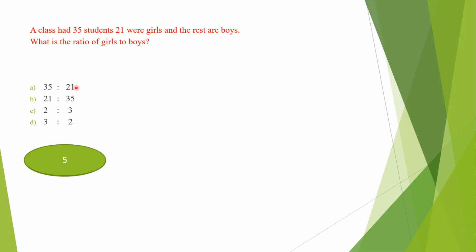We have some possible answers here. 35 to 21. Or is it 21 to 35? 2 to 3, or is it 3 to 2? Again, I will give you 5 seconds to see if you can come up with the answer.